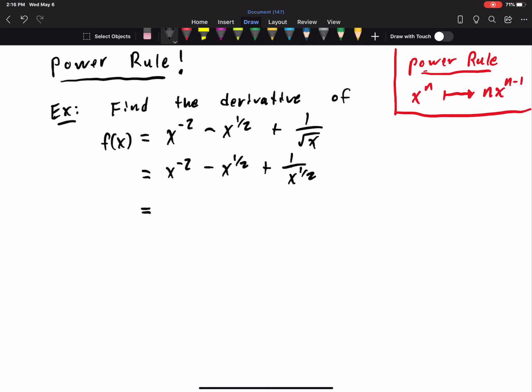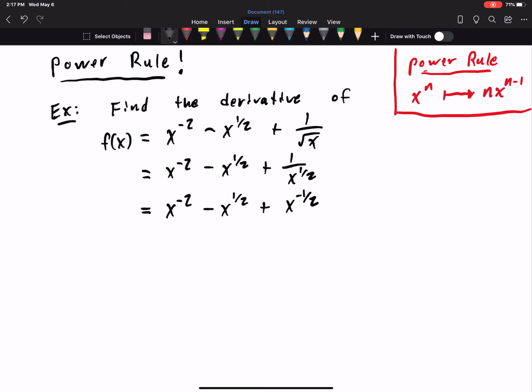Now we're going to bring that x to the 1/2 power up to the numerator and negate the exponent to get this into a form where we can use the power rule. So copy paste in all the stuff that we're not touching right now. This gives us x to the -1/2. Now we can use the power rule.